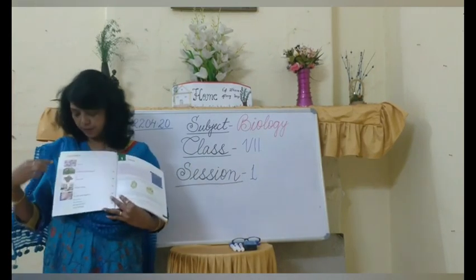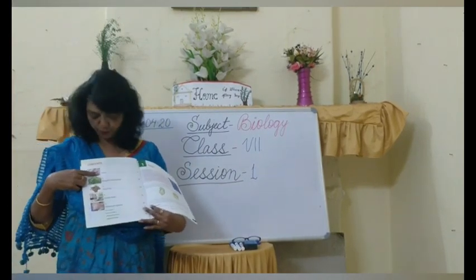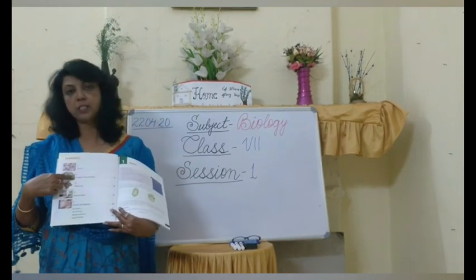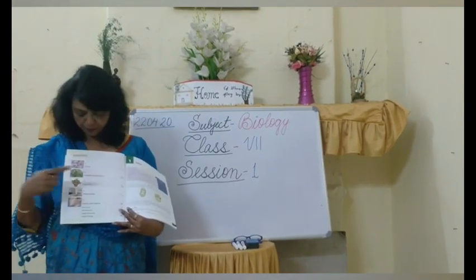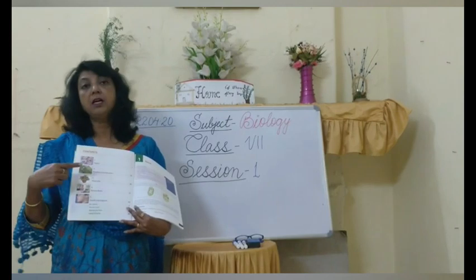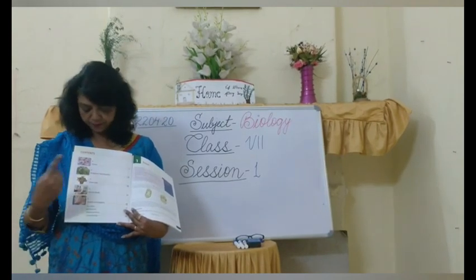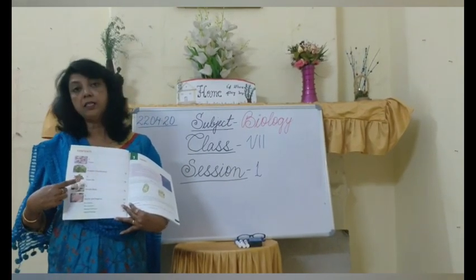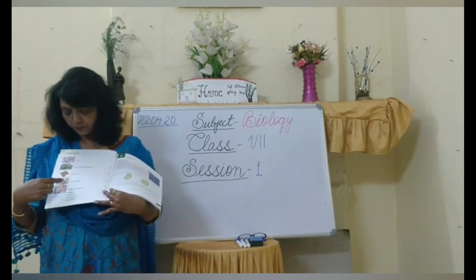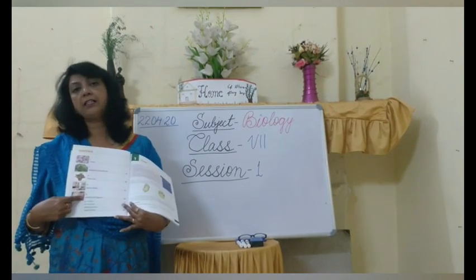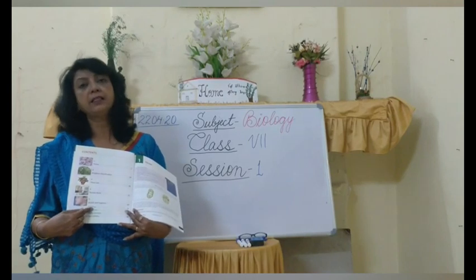The first chapter deals with tissue. Second chapter deals with kingdom classification. Third chapter deals with plant life. Fourth chapter deals with human body. And the fifth chapter deals with health and hygiene.